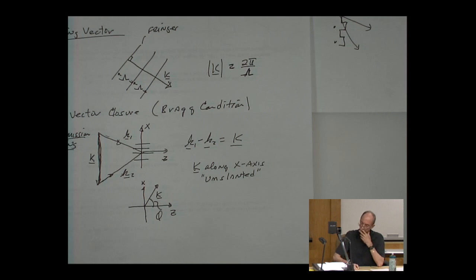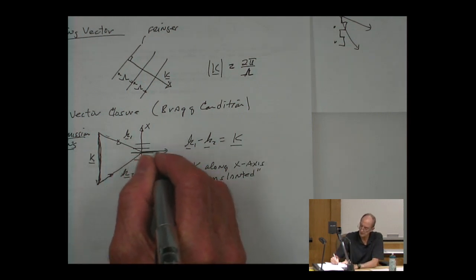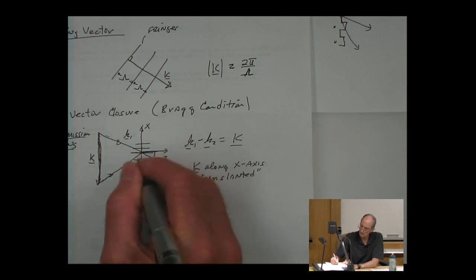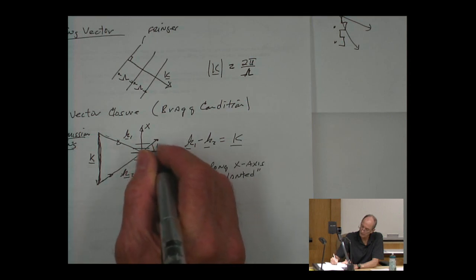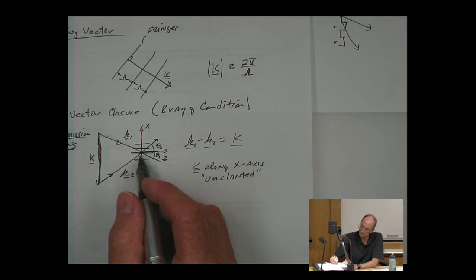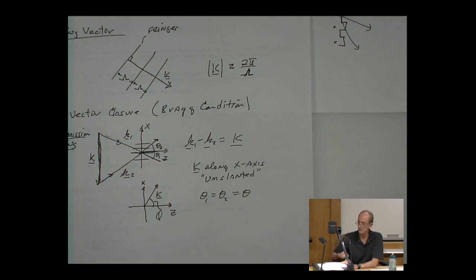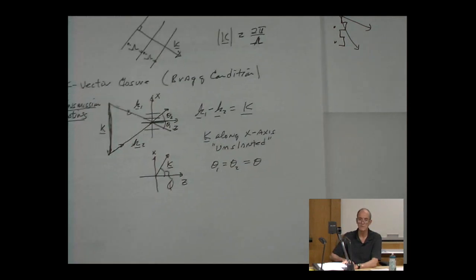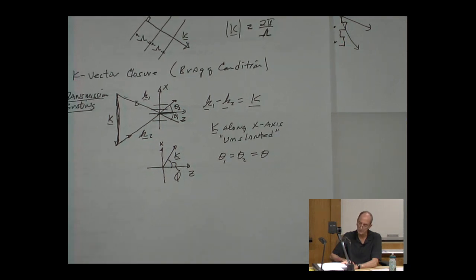All right, so at any rate, in this unslanted case, the reason why this is nice is because if this is theta 1 and theta 2, and the grading is along the x-axis like this, then we have the case that theta 1 is equal to theta 2, and we can say that's equal to just the same angle, theta. Well, let me go through something else first.